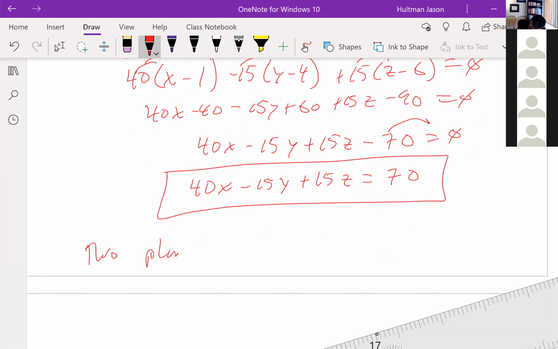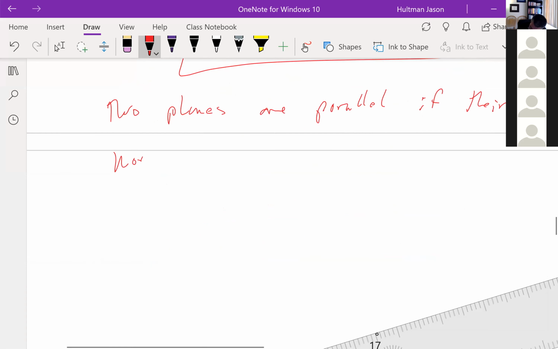Two planes are parallel if their normal vectors are parallel. Okay, so if the angle between two normal vectors is zero, meaning they are parallel, then the planes are parallel.